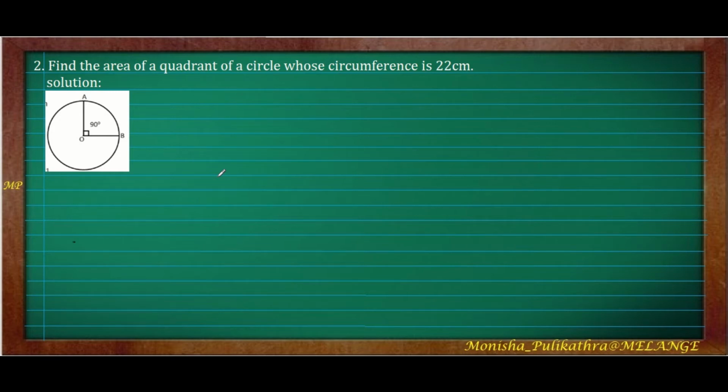The second question is, find the area of a quadrant of a circle whose circumference is 22 centimeter. In the previous question, they had given the radius, but here they have not given the radius. So first we have to find out the radius of the circle since circumference is given. We know that circumference of a circle is found out by the formula 2 pi r. Already the circumference value is given, that is 22. So 22 is equal to 2 into pi value is 22 by 7 into r, we need to find out.